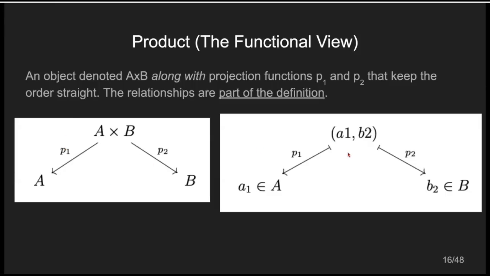To see what these functions do, a very simple example is our ordered pair (a1, b2), which is just an arbitrary choice of input. And what p1 is going to do is preserve the A unit in A. So our A unit here is a1. So we map to a1 in A. And then p2 similarly preserves the B unit, mapping us to b2 in B.